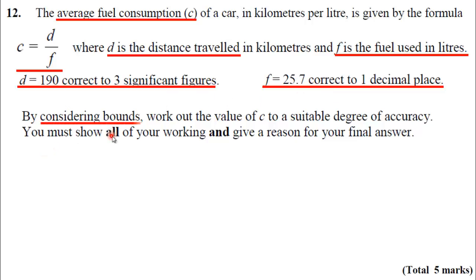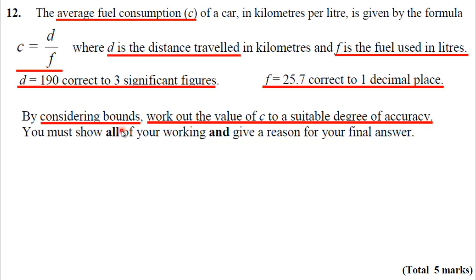By considering bounds, so the question is telling me pretty much which topic to use. So it's a question on bounds, and I thought that as I was reading, correct to, right? So it's correct to 3 significant figures, correct to 1 decimal place. When it says correct to, you're always thinking about bounds. It wants us to work out the value of C to a suitable degree of accuracy. You must show all your workings.